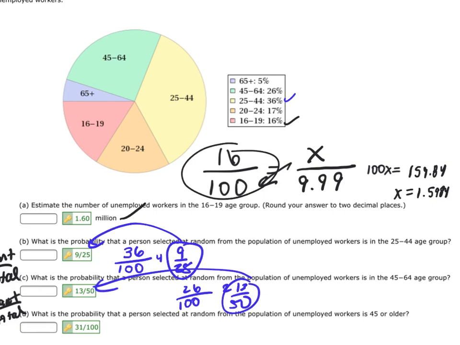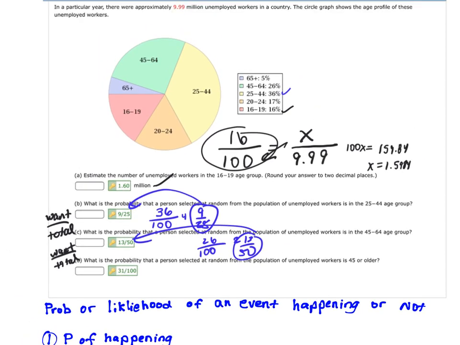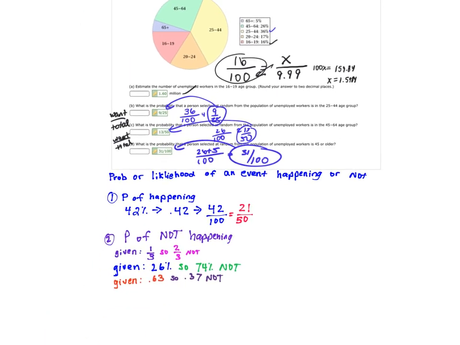And then what's the probability that they are 45 or older? Well, 45 or older, that's 26% plus that 5% over a total, so 31 out of 100, which is what you got right there. So do you see how those two questions are asked differently? Yeah. All right.